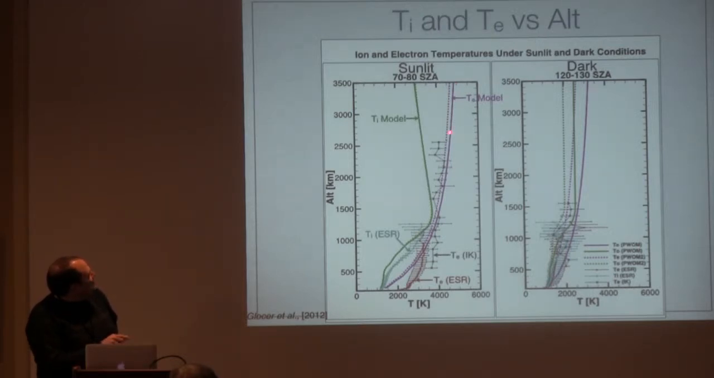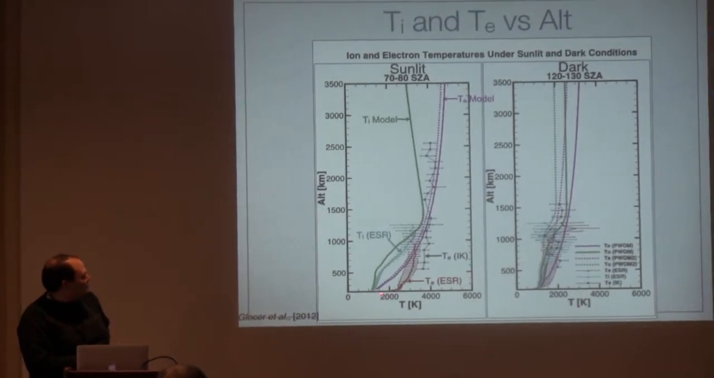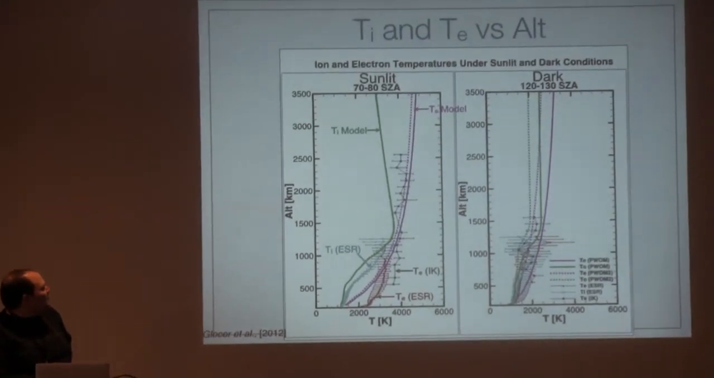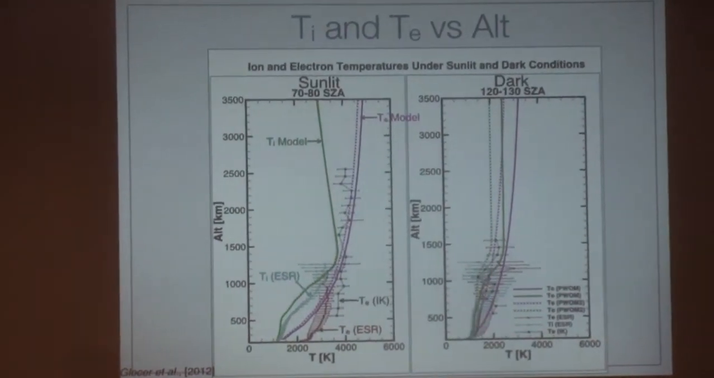In pink here, this is the electron temperature predicted by the model when we include the photoelectrons. And the black here is from the electron temperature data from the Intercosmos satellites, and the red is the electron temperature from ESR. And in general, I think it's okay. The model does overpredict the electron temperature at the very highest altitudes, and it's underpredicting at the very lowest altitudes. I think this is probably due to a boundary condition. But in general, I think it does okay.